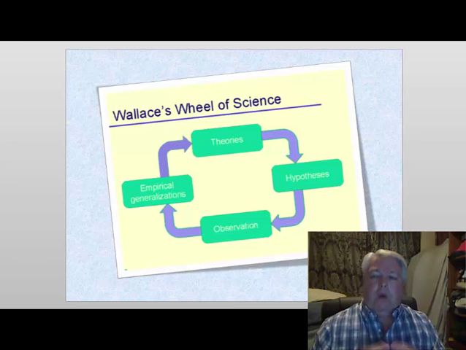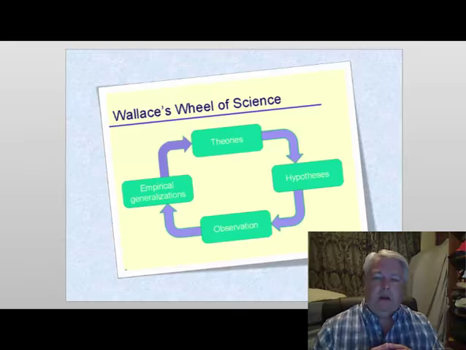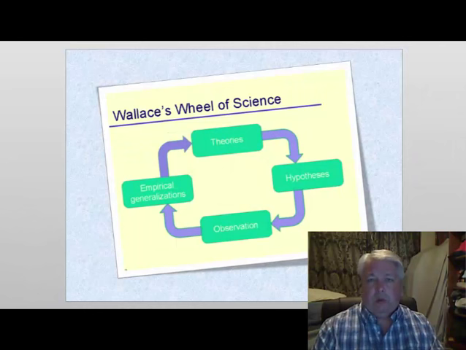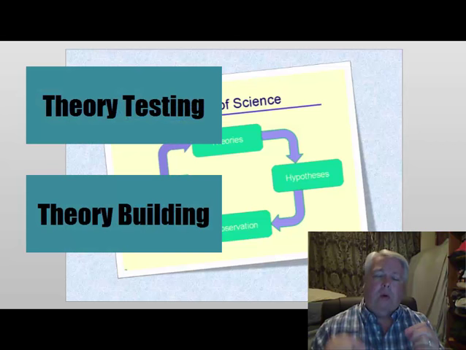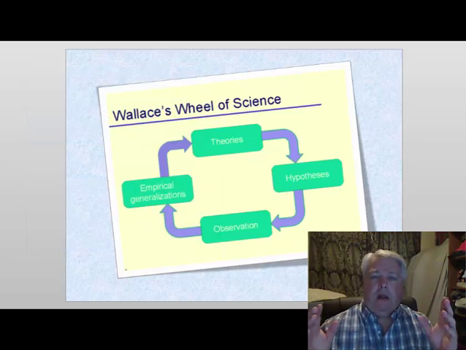So let me explain the simplicity of this to you. Here on what I'm showing you is called the Wallace's Wheel of Science. It was named after the guy, last name was Wallace, who came up with this idea. And what he said is that every science that you've ever studied in your life is either doing one of two things. It's either theory testing or theory building. That's it. That's all. Now, why didn't they start off with that at the beginning of your science class?